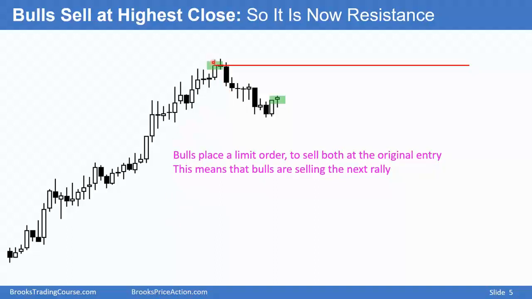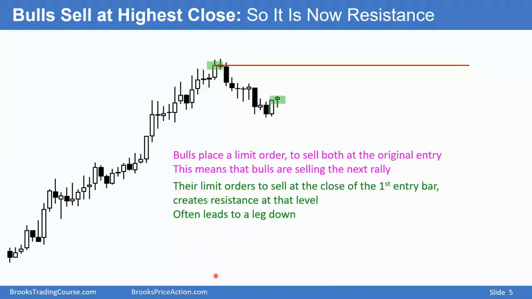Because these bulls who bought this close and added on here are trying to sell here, you have bulls selling. That increases the chances that the market will reverse down. It also obviously increases the chances that the market will not continue up. The high close, therefore, is resistance. Strong sell-off, no longer a strong bull trend.